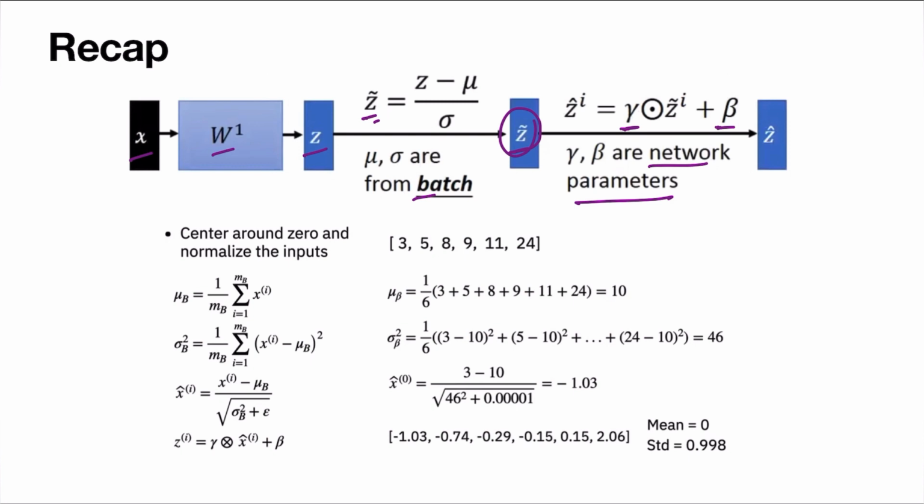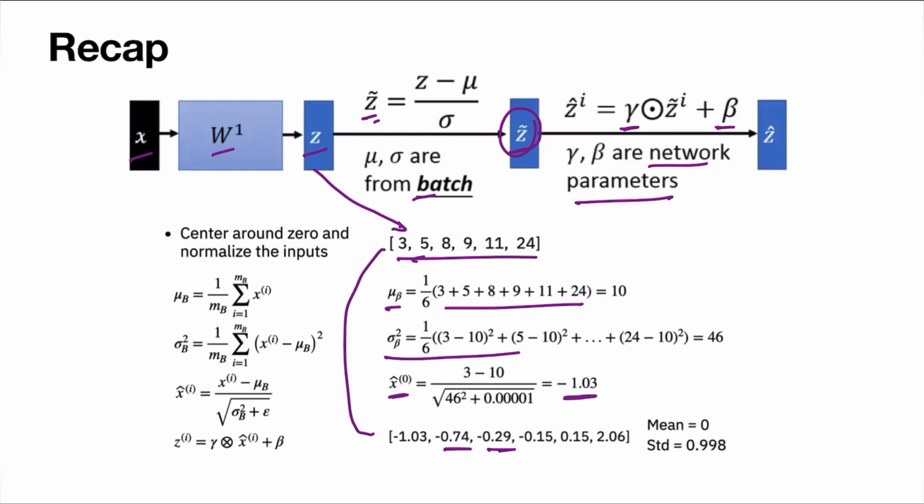And this is the example calculation. Suppose that this is your Z. Now you calculate the mean and then the standard deviation, variance of course, and you take the standardization for each and every value. So you can see for 3 it will become like this. For 5 it becomes 0.74, 8 becomes 0.29, like this. So all these values get shifted to these values here. These values have a mean of 0 and a standard deviation of 1. This is exactly what happens in batch normalization.